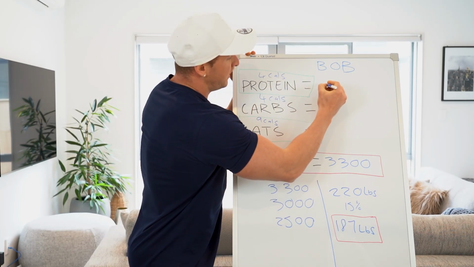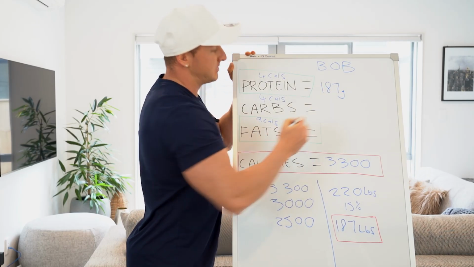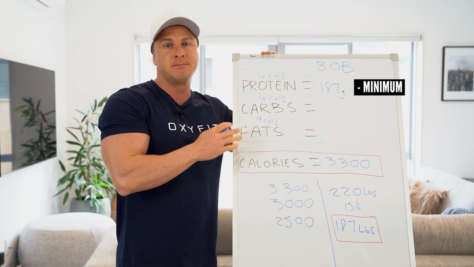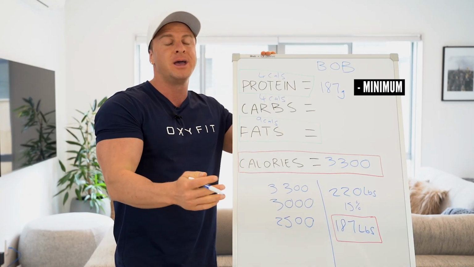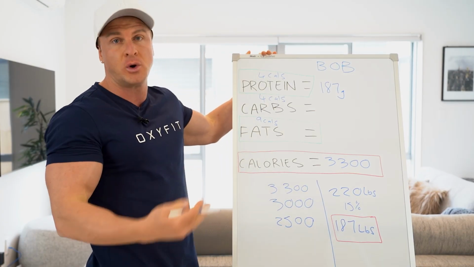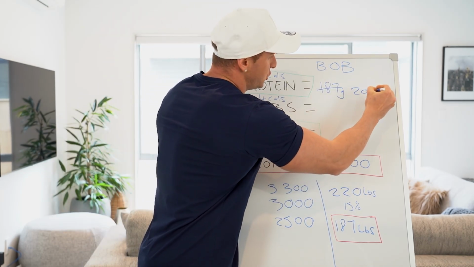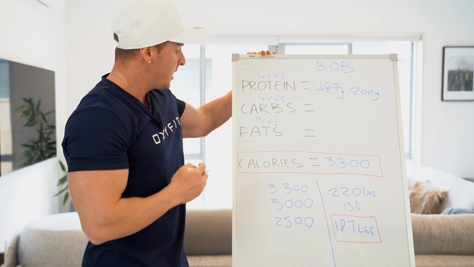So, protein minimum requirement is 187 grams. Now, that is the minimum requirement. It can be more, but I don't advise consuming less. So let's just round it up to 200 grams. Seems reasonable.